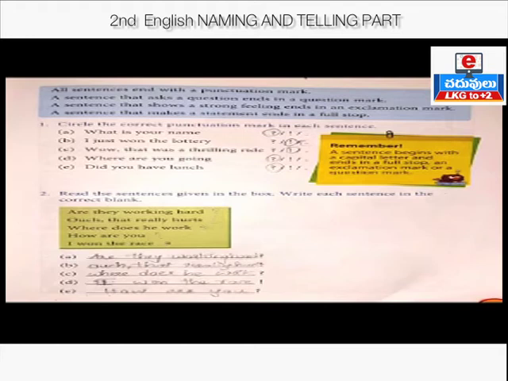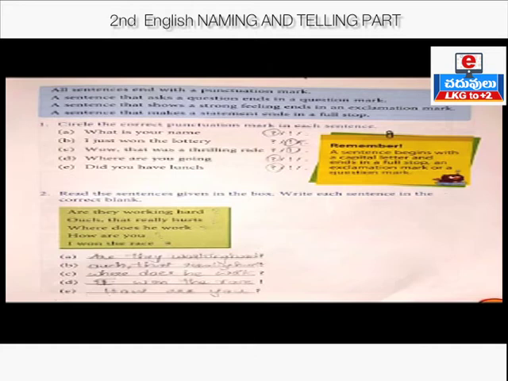Next, read the sentences given in the box. Write each sentence in the correct blank. Children, you have to write in the correct blank, okay? Are they working hard? It is the sentence that asks a question. So, you have to put a question mark.